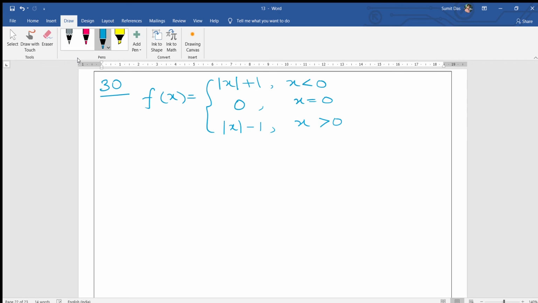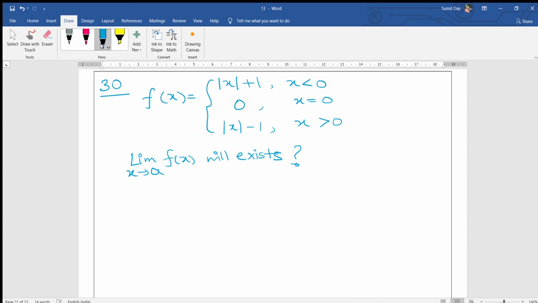We have to find for what value or values of a the limit as x tends to a of f(x) will exist. You have to find the values. Now here a very important thing, check this carefully. Here it is given x tends to a, and no specific a is given. Understood? That means we have to take all the possibilities for a.